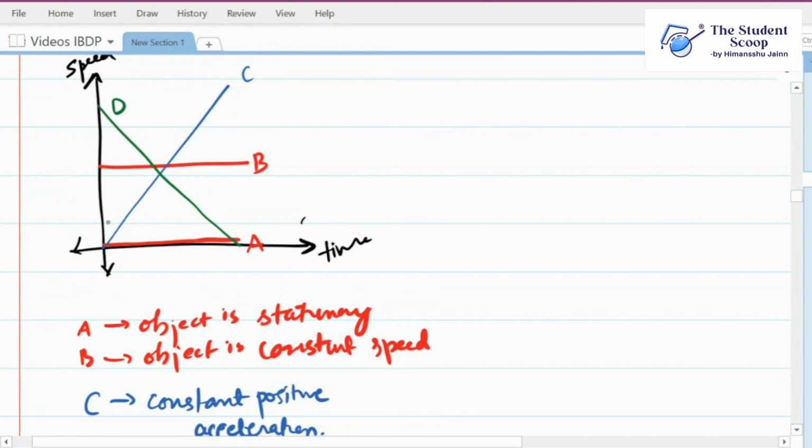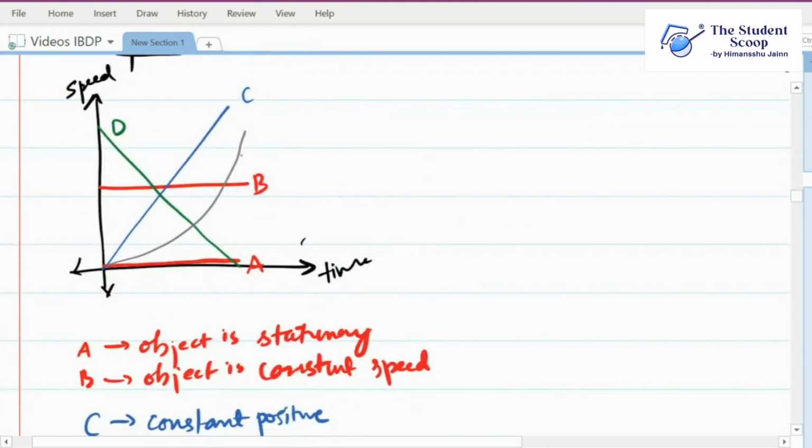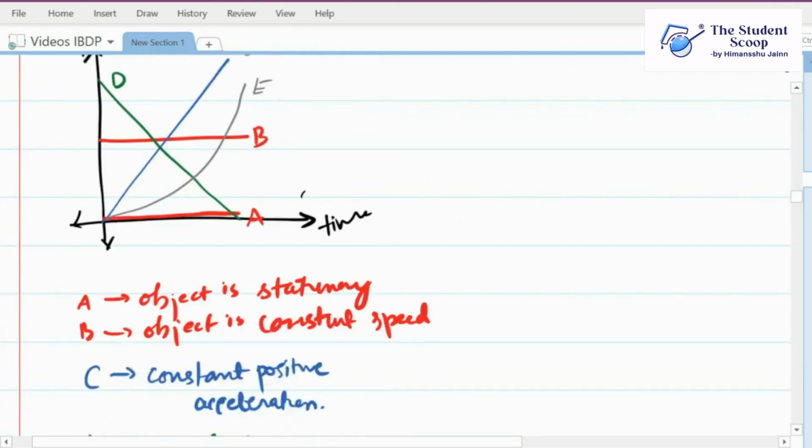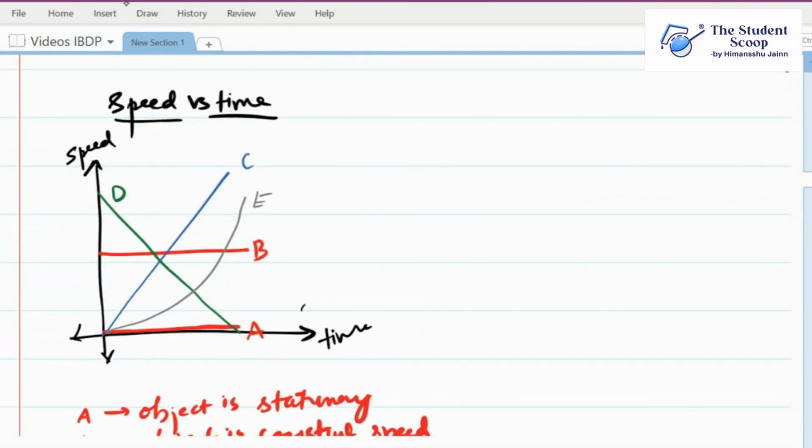Now, one more scenario that is possible is that the curve might be going upwards. Whenever the curve goes upwards, it is an indication that the acceleration is increasing. So E is where the acceleration is increasing. Once we have learned through this, we can replicate this information into a velocity versus time graph.